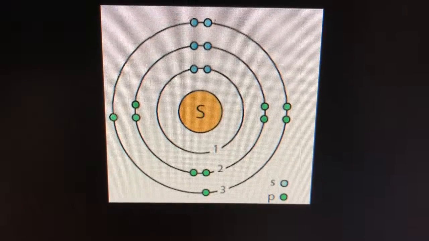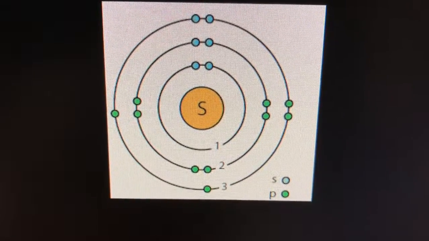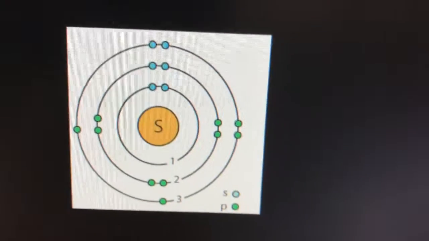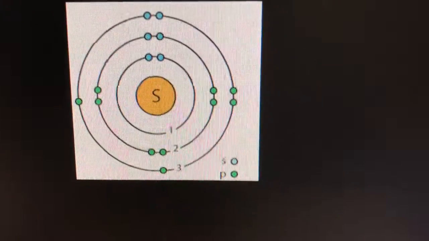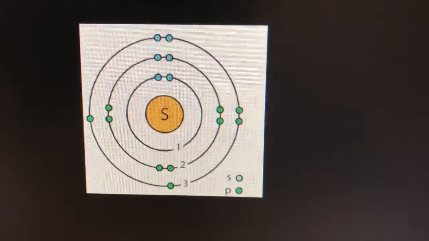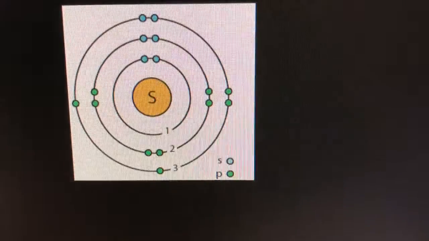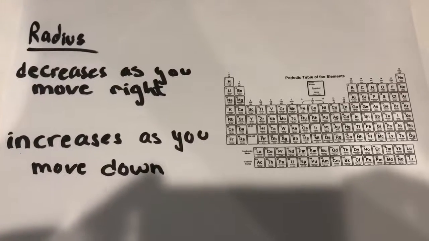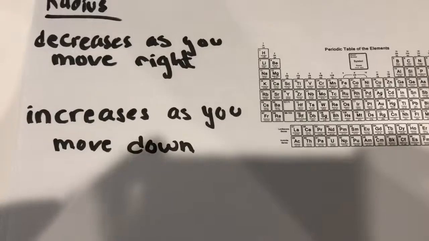Although there is more protons, which would make it seem like the radius would be smaller, the two inner shells are shielding the outer shell from the attractive force of the proton. So because there are 3 electron shells in sulfur rather than the 2 electron shells in oxygen, sulfur has a bigger atomic radius.